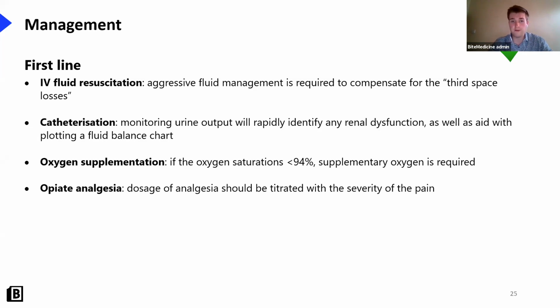It's a painful condition, so it's very important to manage these patients' symptoms. So use of morphine or some other opiates would be indicated, and you should really titrate the dosage to the severity of the pain that they're reporting.